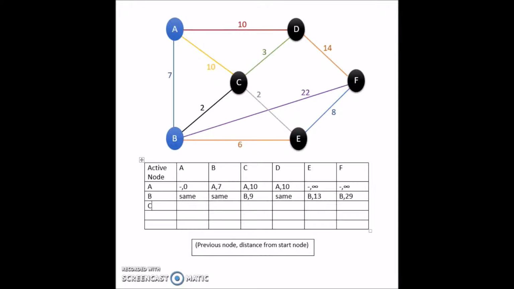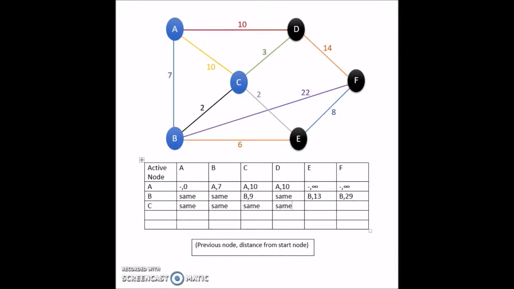We can't get from A to A any shorter than 0, so that's the same. To get from A to B, the path of 7 is still shorter. To get from A to C is still the same. To get from A to D, if we went via C, it would be 9 plus 3, which is 12. So 10 is shorter, so it's still the same as above.